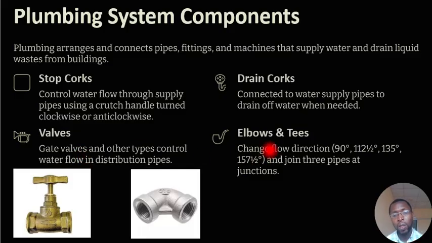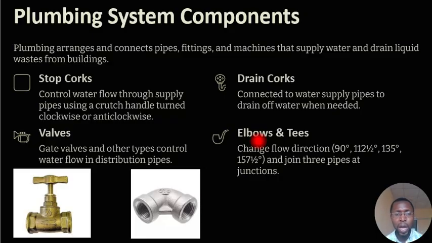And then the last one that we have in the plumbing system is called the elbow and the tee. This one is distinct in the sense that it changes the flow of water direction at 90 degrees, sometimes at 112.5 degrees, sometimes at 135 degrees, sometimes at 157.5 degrees. And then it joins three pipes at a junction sometimes. You could see one example of an elbow and tee. So in this one, it changes water flow at 90 degrees because you could see that. When water is flowing, water enters through this place and then turns and goes 90 degrees to the other side. That's what the elbow and tee component does in the plumbing system.